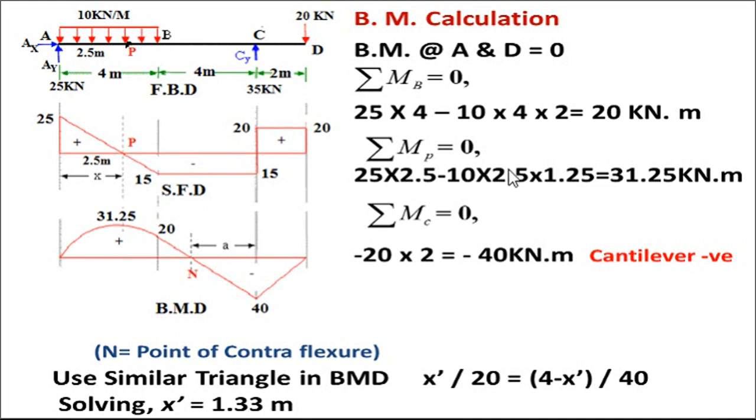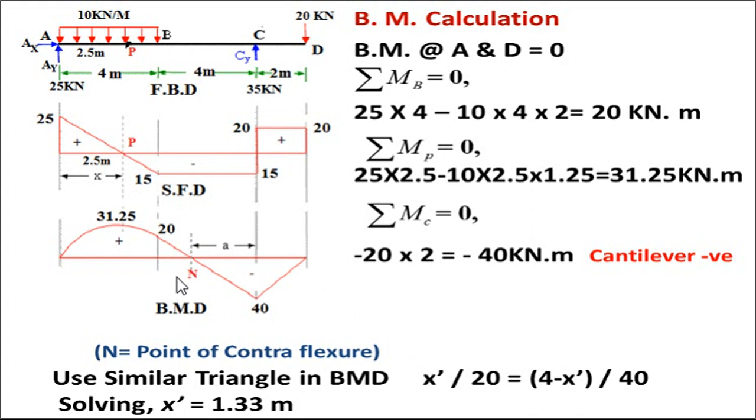After that, we have determined the moments at all three critical points. The point of contraflexure is the point at which the bending moment changes its sign from positive to negative. That point is called the point of contraflexure. So here, capital N is the point of contraflexure. Use the similar triangles again and determine this x value.